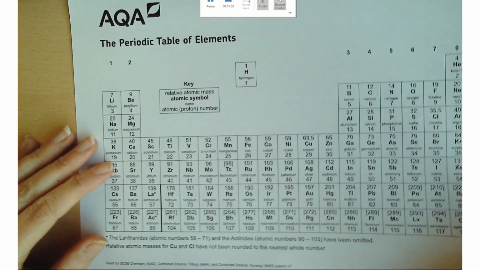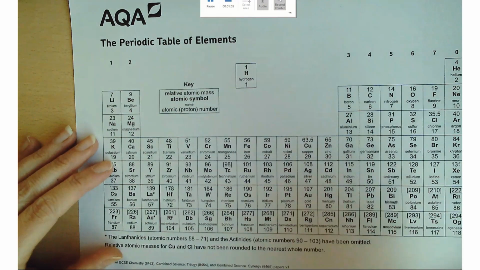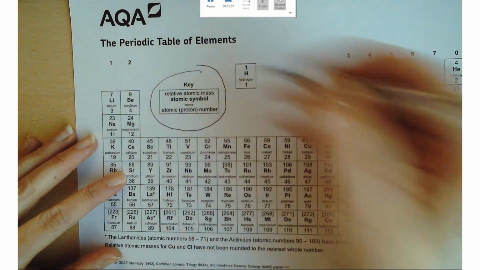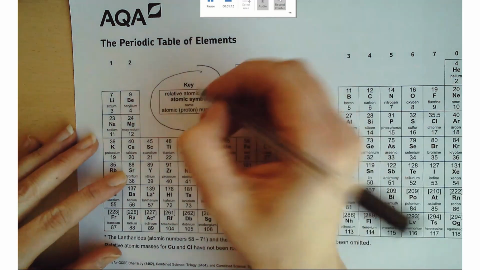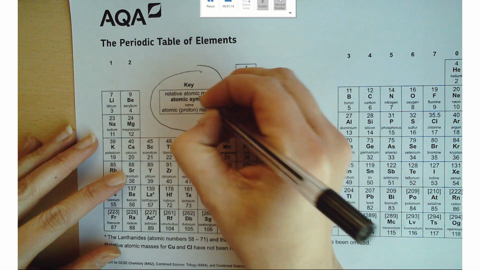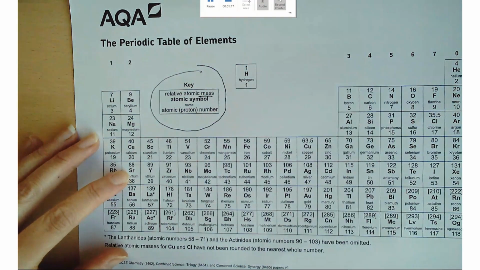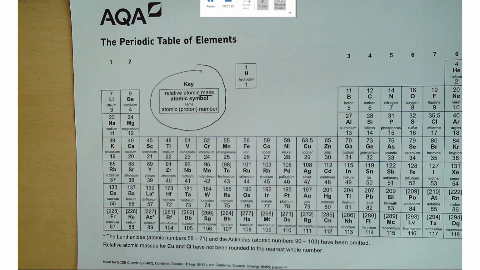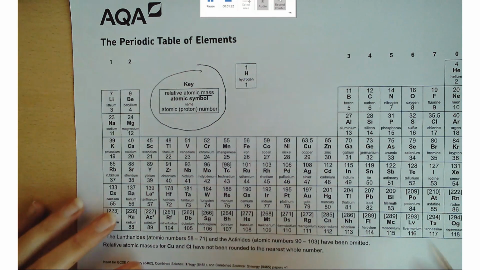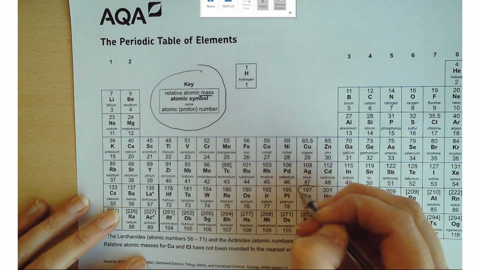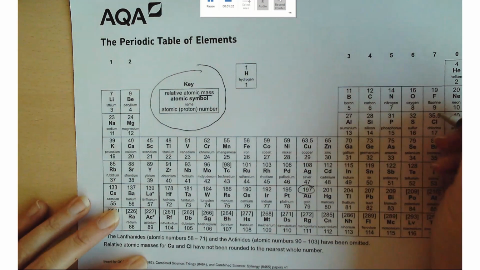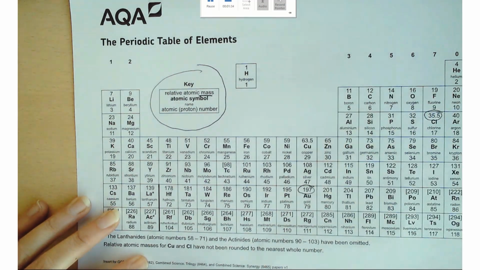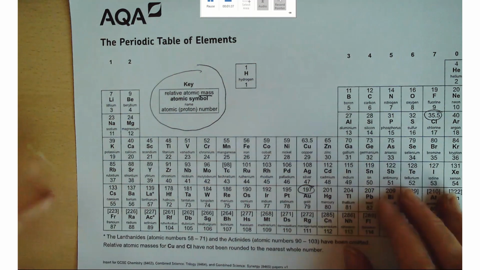The periodic table that you're given in an exam always has a key. The key will tell you which number to use. The relative atomic mass is the top number. So if I'm interested in gold chloride, I am interested in the relative atomic mass of Au, which is 197. And I'm interested in the relative atomic mass of chlorine, which is 35.5.